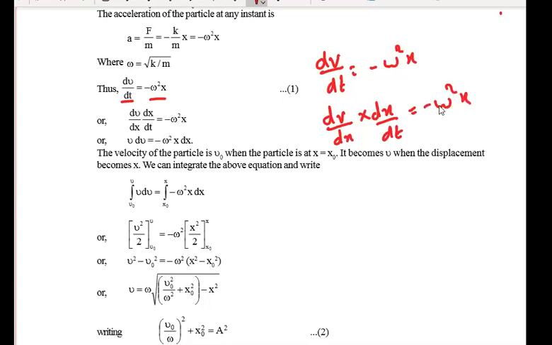Now, if k is constant and m is constant, omega will be constant. Can I say dx by dt is v, and this is dv, and dx will go this side, so we'll get v dv equals minus omega square x dx? Agree? Anyone have any issue in this? Now we will integrate it. This is not the equation; this is basically the value of amplitude.